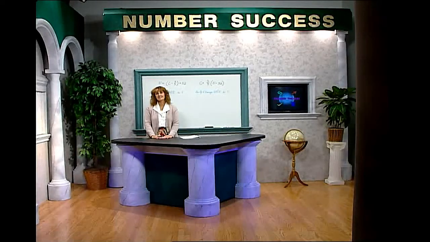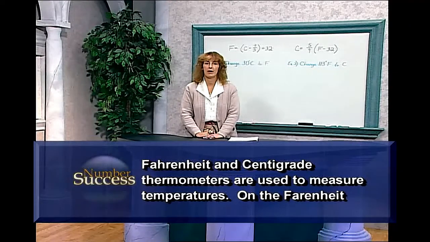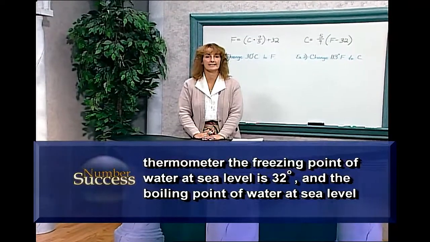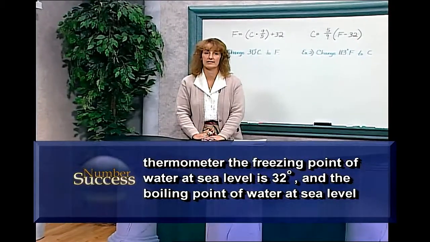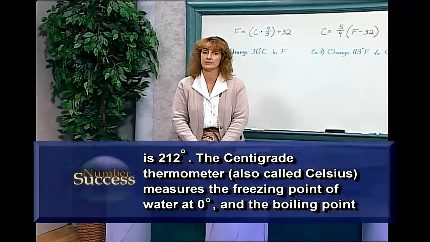Converting Fahrenheit and centigrade degrees. Fahrenheit and centigrade thermometers are used to measure temperatures. On the Fahrenheit thermometer, the freezing point of water at sea level is 32 degrees, and the boiling point of water at sea level is 212 degrees.